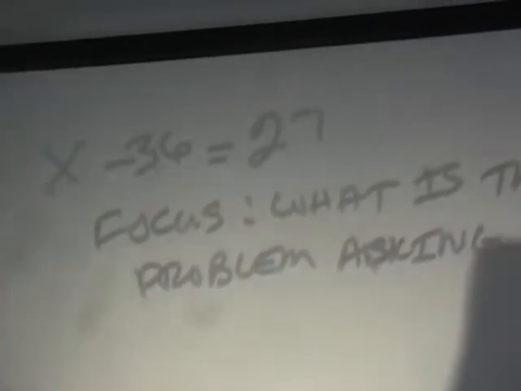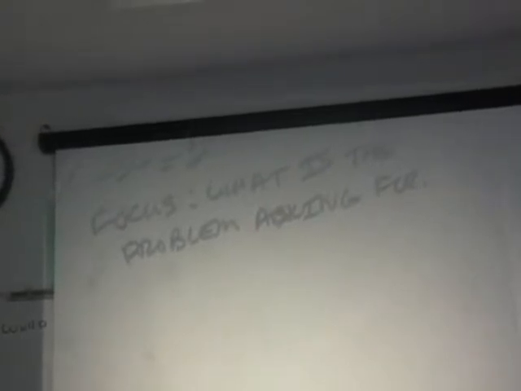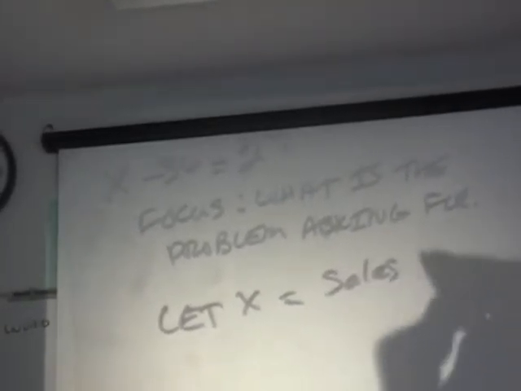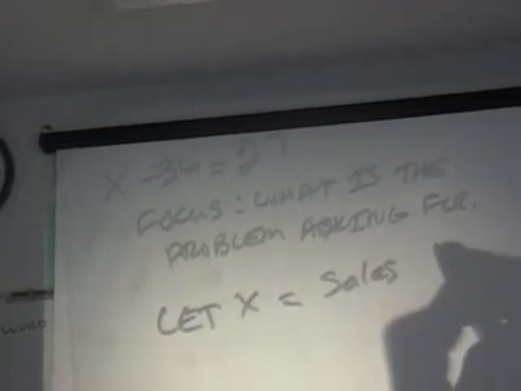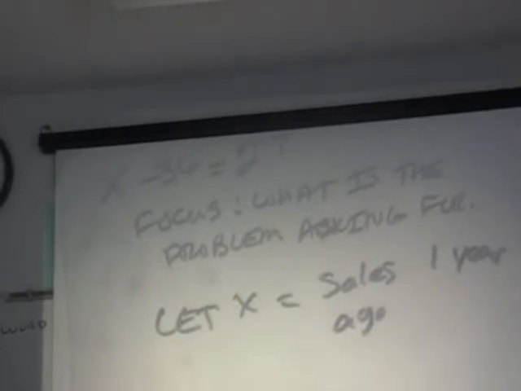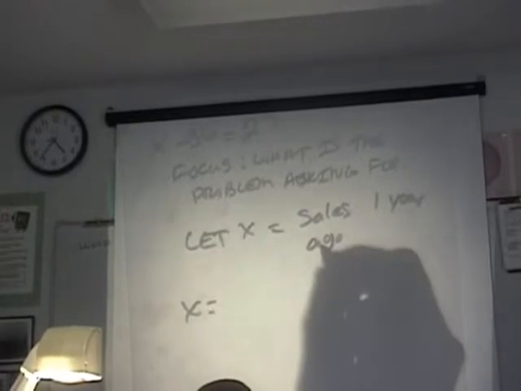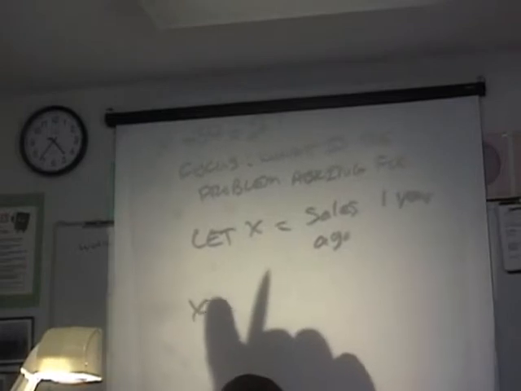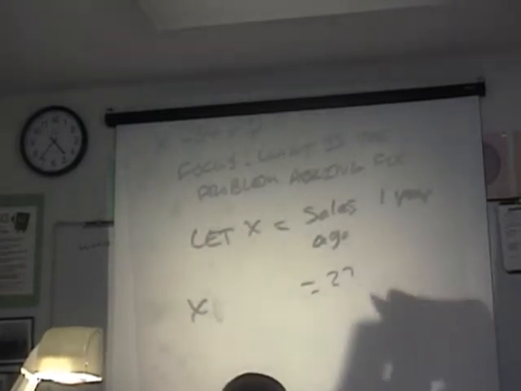Always do that when you're solving a word problem. So, what does the problem ask for? It says, the very last sentence, what were his sales 1 year ago? So we let x equal sales 1 year ago. Now, it says he sold a total of 27 cars altogether. Okay, so it's going to be x equals 27.